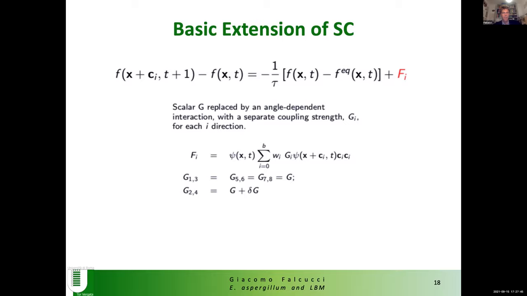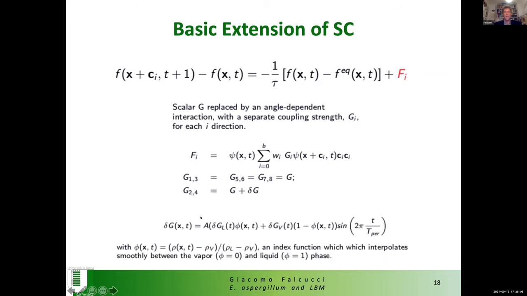We had the idea to make this G, the parameter of the strength of the interaction between the phases, variable in space and time, by providing along a very simple D2Q9 standard lattice isotropic interactions along the directions 1, 3, 5, 6, and 7, 8, and just changing the 2, 4 direction with a delta G. This delta G can be easily addressed with space variation, accounting for liquid and vapor phases, and also time variations, okay? This is very simple, but provided interesting results.